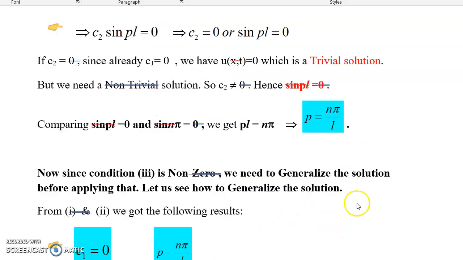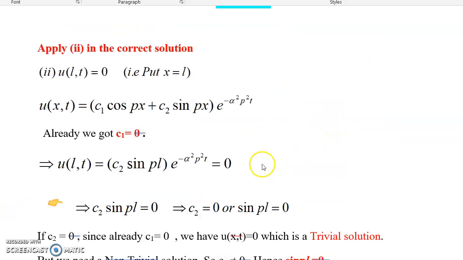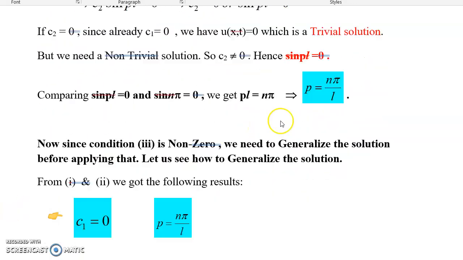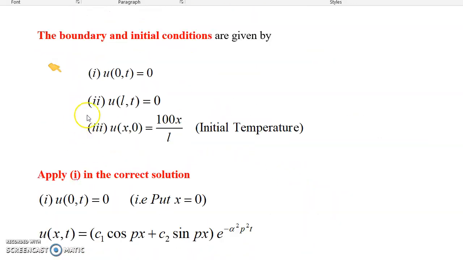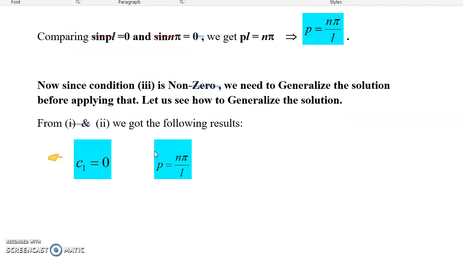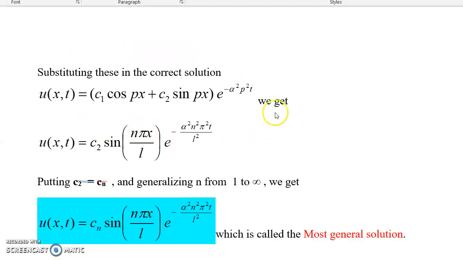Now this answer we have to substitute in the correct solution. So totally we have got two results, C1 is 0 and P equals n pi by L. These two results we have to substitute and generalize the solution, because the third boundary condition we have to apply is a non-zero boundary condition. So before applying any non-zero boundary condition, we need to generalize. How to generalize? Substitute these two in the correct solution.